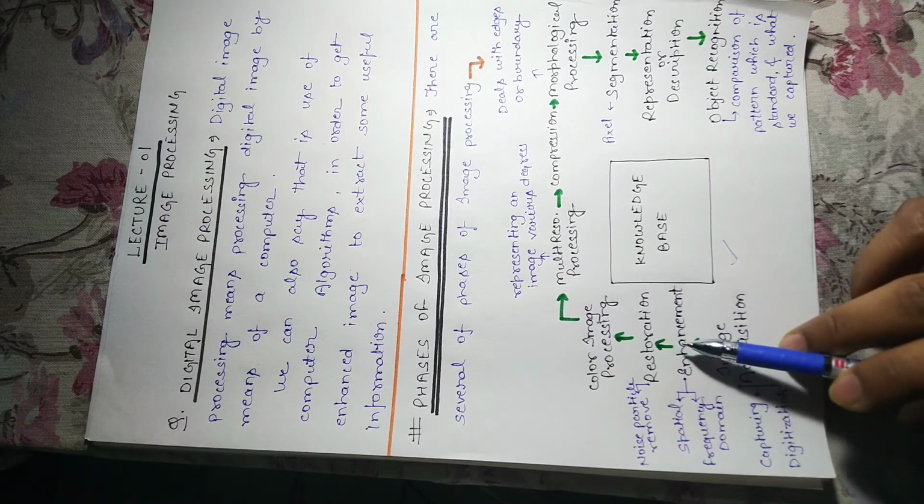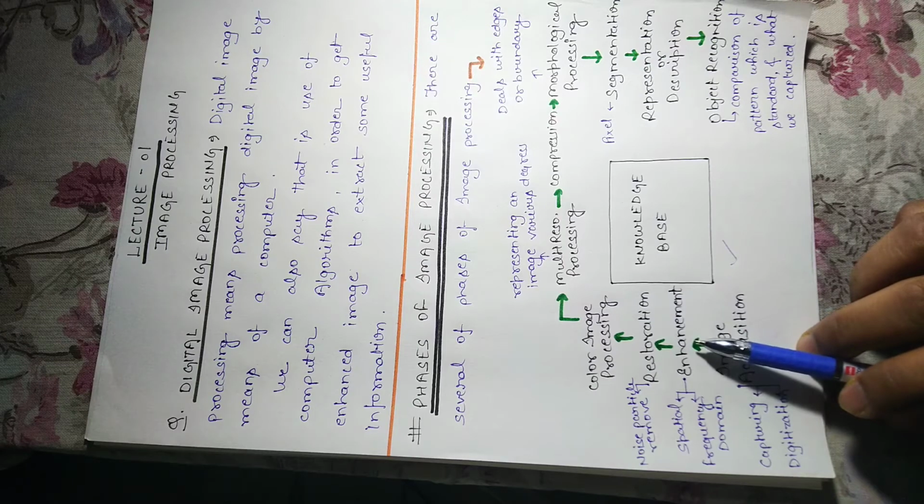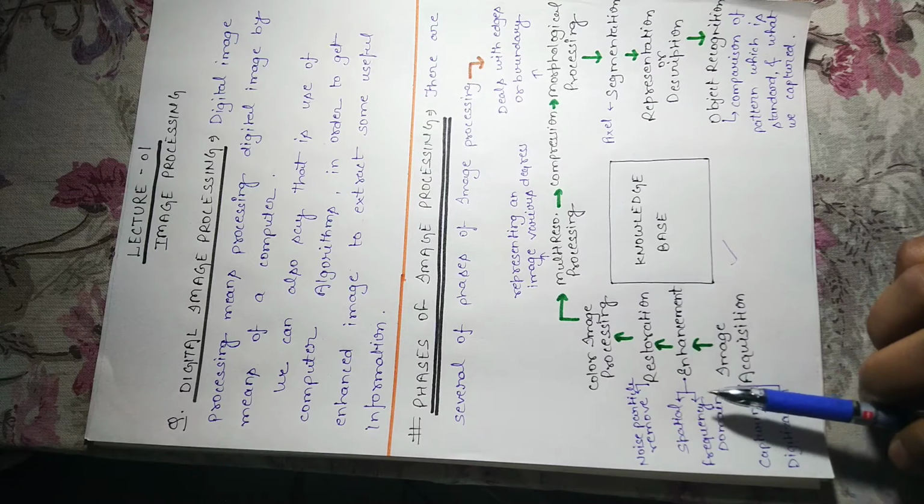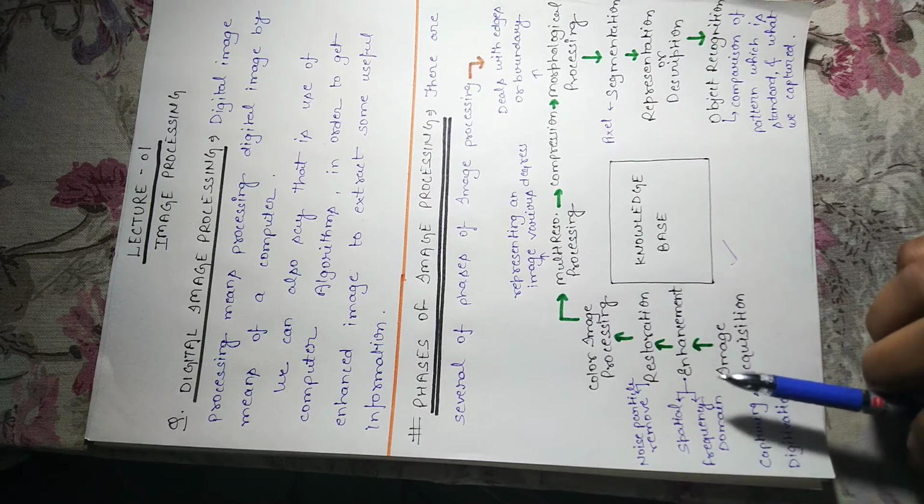Now, in the next step, image enhancement. Image enhancement is basically the simplest and most appealing area of image processing. It is also used to extract some hidden details from an image. Basically we use two cases: spatial, which is related to timestamp, and frequency domain, which is related to frequency.